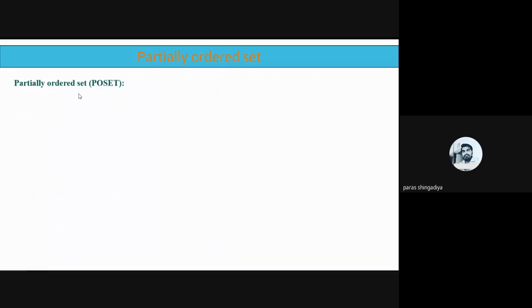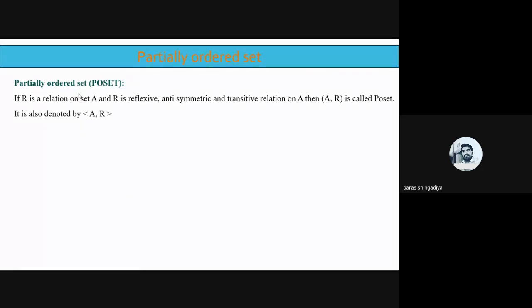And then the partially ordered set: we will discuss the definition and one counter example. Let us revise it again, and then we'll discuss a few examples related to the partially ordered set. So how can we define a partially ordered set? If the relation R for the given set A satisfies the reflexive, antisymmetric, and transitive conditions on A, then (A, R) is known as a partially ordered set.